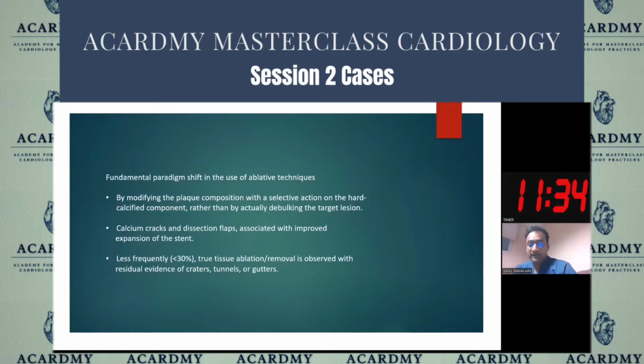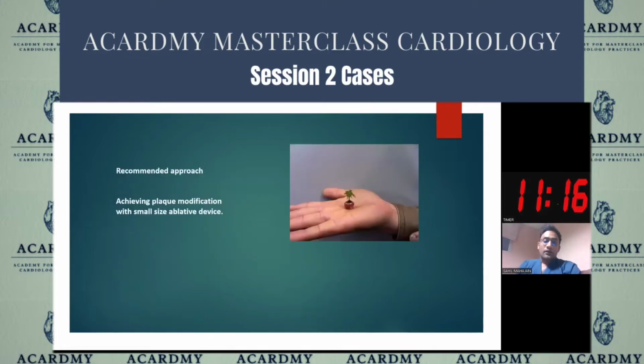Calcium cracks and dissection flaps are the most common findings after ablative techniques, and they are associated with improved expansion of the stent. Less frequently, we can see actual evidence of tissue ablation or tissue removal in the form of craters, tunnels, or gutters. So as far as ablative techniques are concerned, right now the fundamental is to only achieve plaque modification with as small a size ablative device as possible.